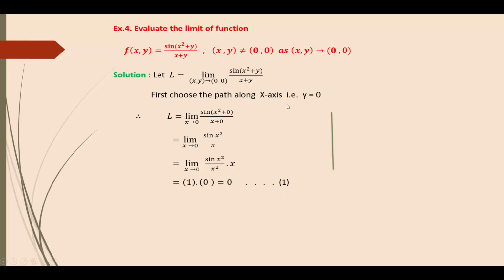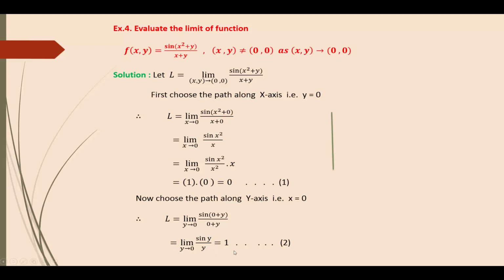Now choose the path along the y-axis, that is x equal to 0. Means put x is 0 in the given limit, so L equal to limit as y tends to 0 of sine of (0 plus y) upon (0 plus y). This is only sine y upon y, and limit of sine y upon y as y tends to 0 is 1. Denote this as equation number 2. In 1 limit is 0 and in 2 limit is 1, means along different path limit is different, so limit does not exist is the answer.